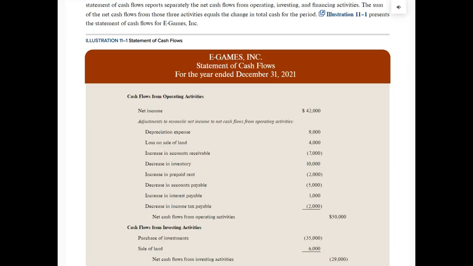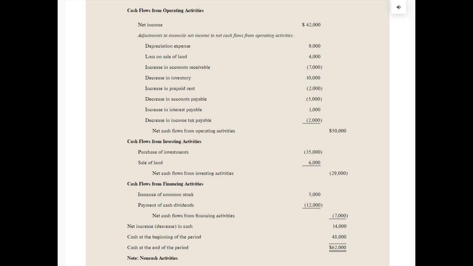Here is an example of a statement of cash flows. We have, first of all, cash flows from operating activities. And you can see we will start with net income and then make some adjustments here to end up with, and this is an important subtotal, net cash flows from operating activities. You need to get this one first.